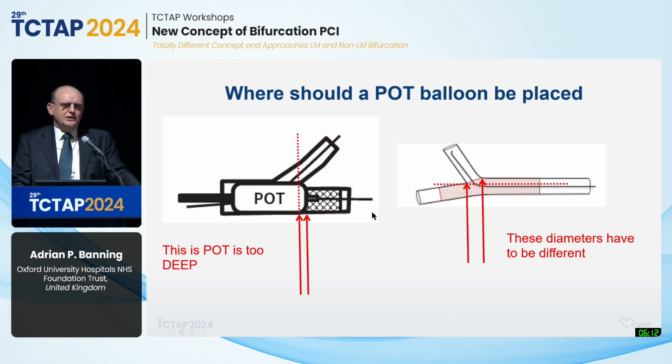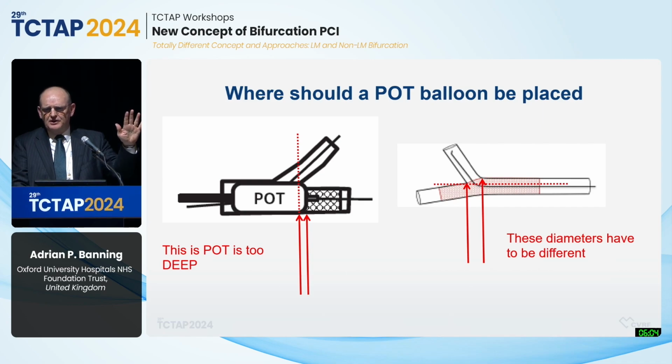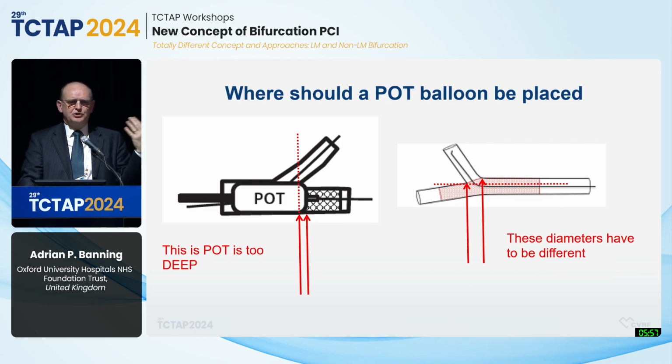It's fascinating when you look at the cartoons of POT and look at where the balloons are placed. Many of them are in the wrong place, and that's in two dimensions on a cartoon. Importantly, we have to try and do it in three dimensions with the heart moving. Surely we need to spend some time making sure we have the right size balloon and we put it in the right place, because ultimately, these diameters have to be different.